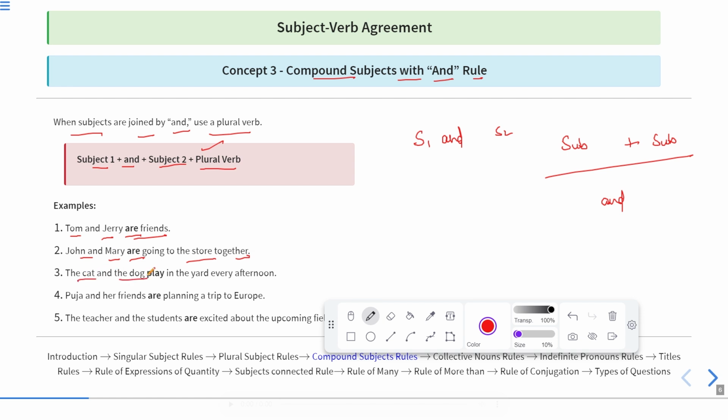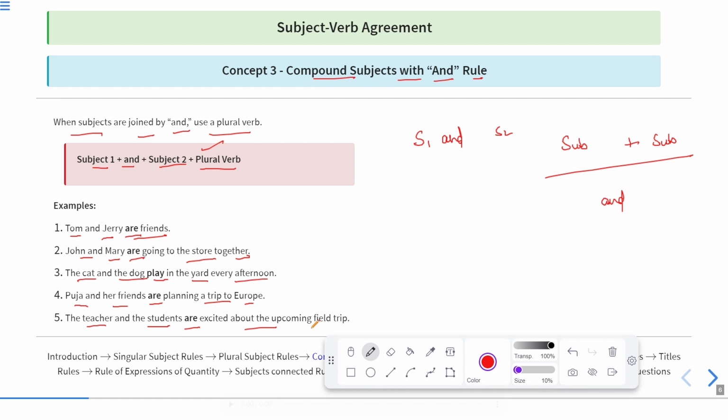The cat and the dog play in the yard every afternoon. Pooja and her friends are planning a trip to Europe. The teacher and the students are excited about the upcoming field trip. Okay, so this is how we can use plural subjects and plural verbs.